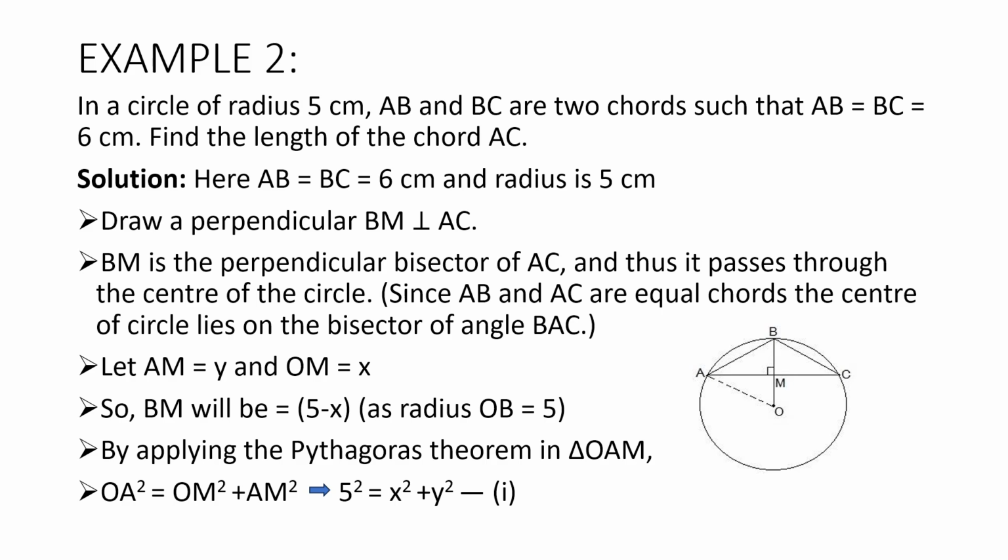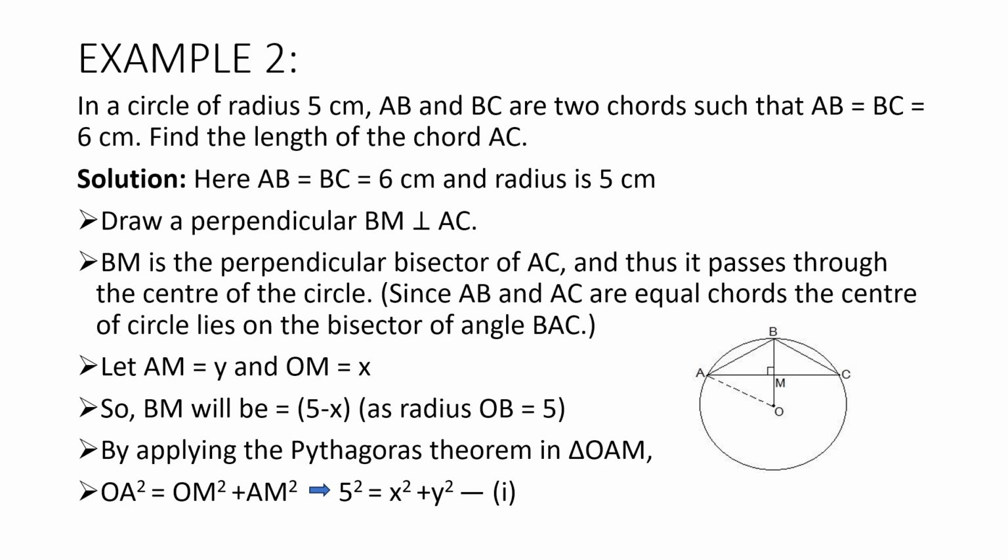Now example 2. In a circle of radius 5 cm, AB and BC are two chords of equal length, means AB is equal to BC of length 6 cm. Find the length of the third chord AC. First of all, AB is equal to BC is equal to 6 and radius is 5 cm. First thing is, we draw a perpendicular BM to AC. Now BM is the perpendicular bisector of AC, and thus it passes through the center of the circle. Why? Because we have seen a result, since AB and BC are equal chords, the center of the circle lies on the bisector of angle ABC, and BM passes through the center.